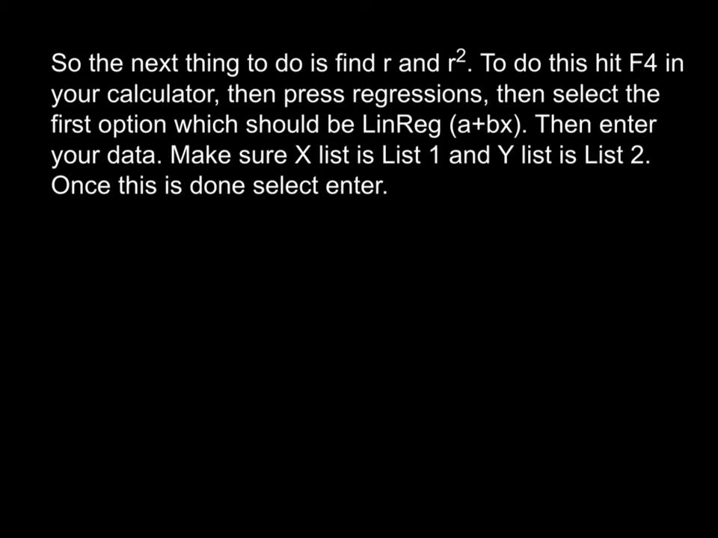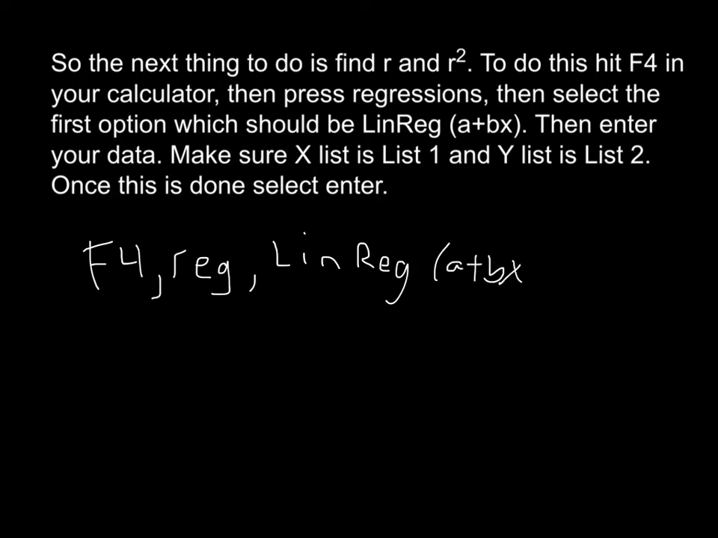The next thing we want to do is solve for R and R squared. To do this, first hit F4 on your calculator. Then hit regressions, which would be the third one down. After that, you select the first option, which should be linreg, and the equation next to it should be a plus bx. Then you will enter your data, which is basically just making sure that next to x is list 1 and next to y is list 2.